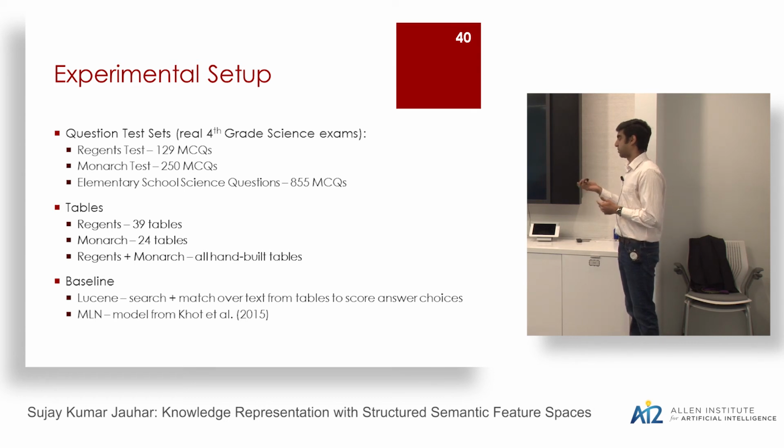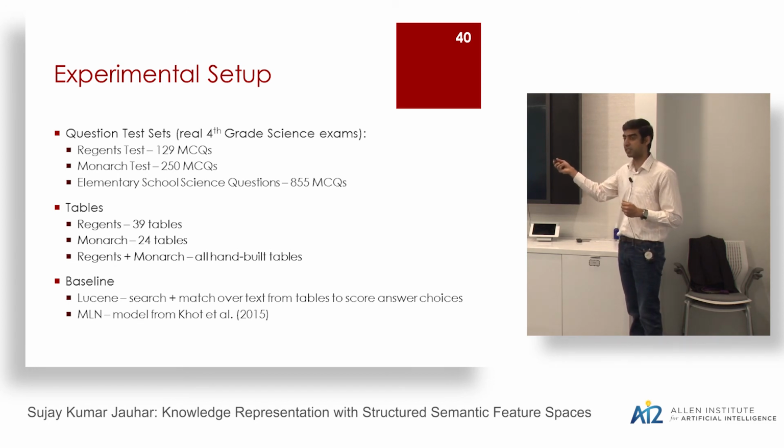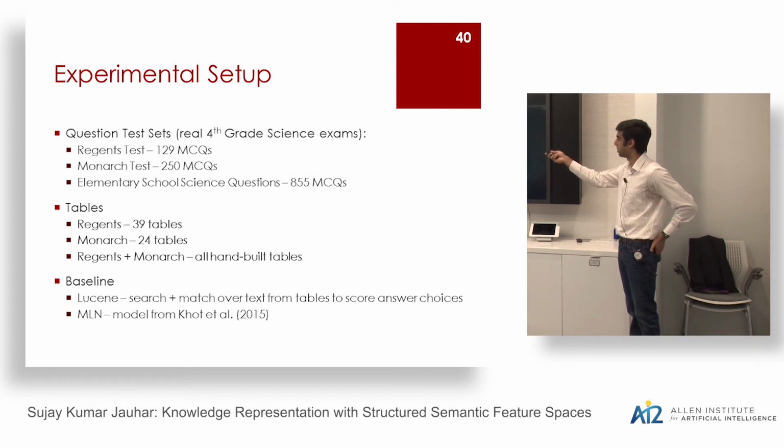So here's again a bunch of experiments to try basically this simple model. We have 3 data sets, regions, monarch. Remember, these are test sets, so these are unseen questions. And then we have the elementary school science questions, which is 855 multiple choice questions publicly available from AI2. The tables themselves, we had 3 settings: one only the regions tables, one with the additional monarch tables, and one where we combine all the tables together.